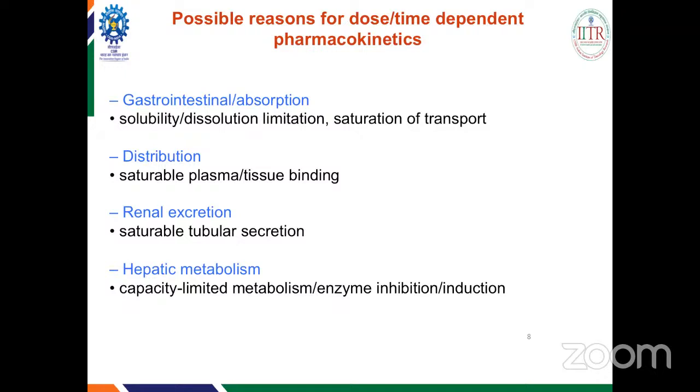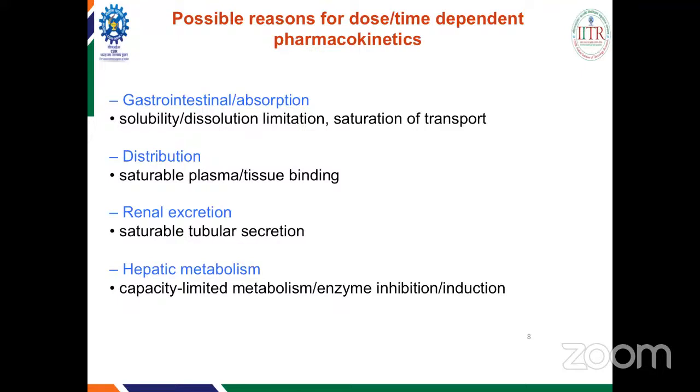Similarly, it is quite possible that certain transporters in the intestine that help with absorption of the compound might get saturated, and that can affect the absorption process. Again, distribution can also be affected because of saturation of the binding sites of plasma protein binding as well as tissue binding sites. Renal excretion, like tubular secretion, involves different transporters that excrete a compound from our body into the urine. At higher concentrations, these transporters may get saturated, and our body is not able to eliminate the compound, so the concentration increases and it may increase toxicity.